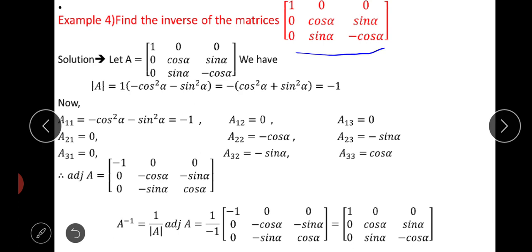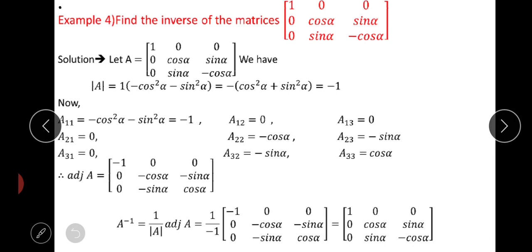Determinant of A is equal to, deleting the first row and first column, we get cos alpha into cos alpha, which is cos square alpha, minus sin alpha into sin alpha, sin square alpha. The negative sign is common to both, so you take it out. Cos square alpha plus sin square alpha is nothing but 1. This implies 1 into minus 1, we get minus 1. Now you have to find the cofactor of each element.